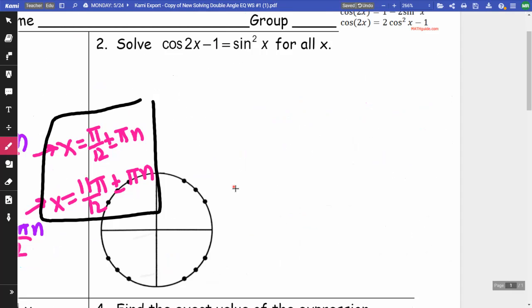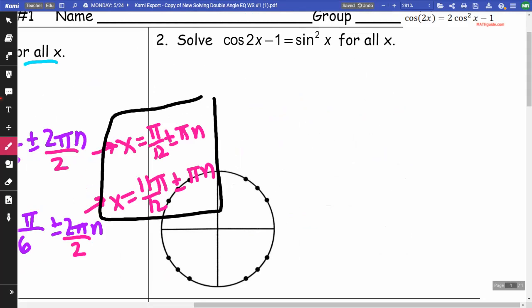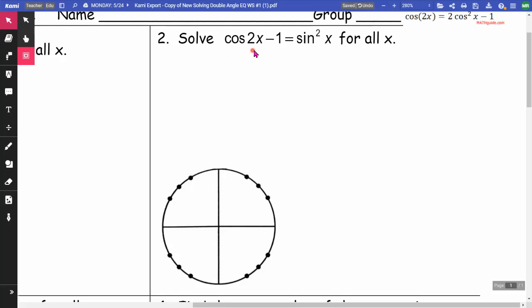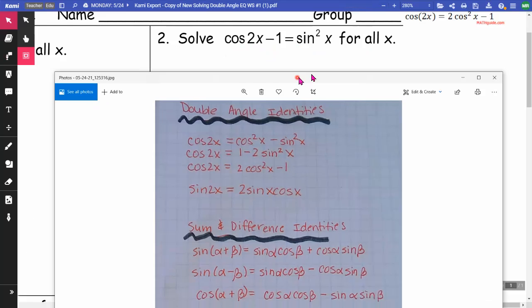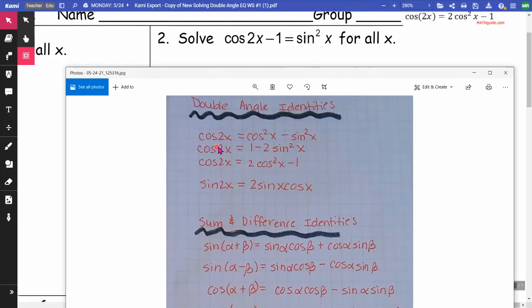On number 2. So on this one, we have sine squared x and we have a cosine 2x. And we want to do for all. So we're going to have to do the plus or minus 2 pi n. So I want to look at my identities here and see which one's going to be helpful. So I'm looking at my cosine 2x. And I have a sine squared here.